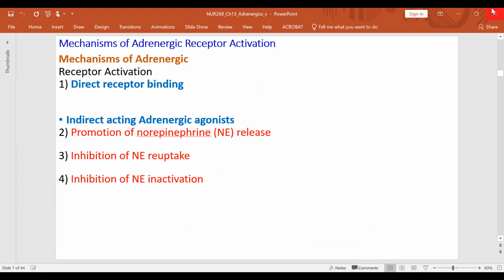We have three neurotransmitters like the acetylcholine, norepinephrine, and epinephrine. So the epinephrine will activate receptors alpha and beta, all of them. So epinephrine is able to activate all alpha and beta receptors, all of them. The norepinephrine can only activate alpha 1, alpha 2, and beta 1 receptors. The dopamine can activate alpha 1, beta 1, and dopamine receptors.